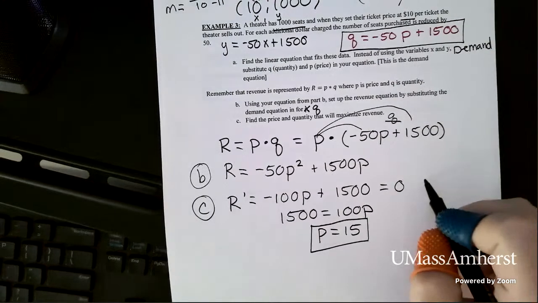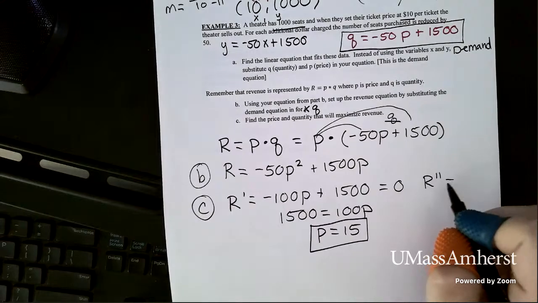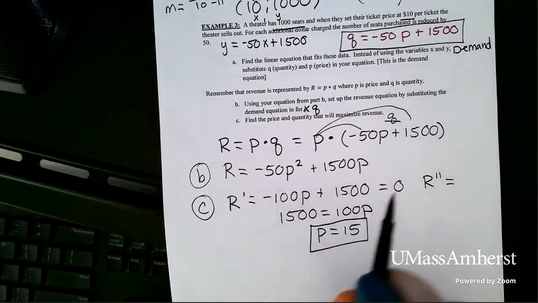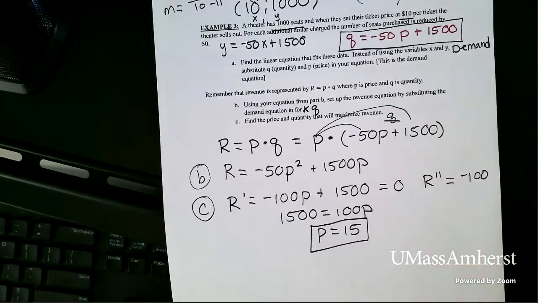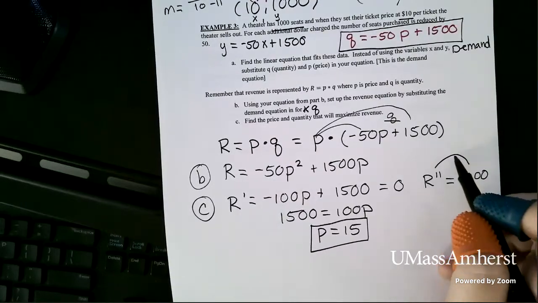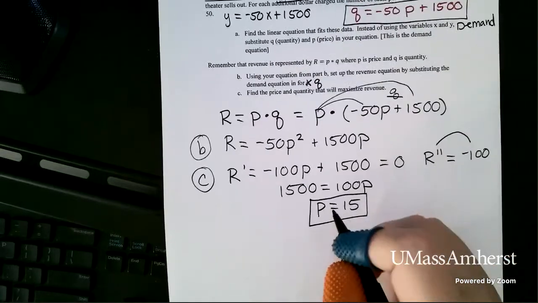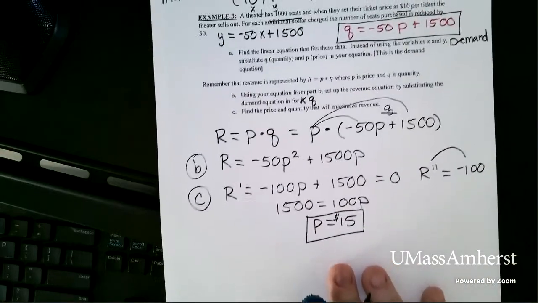Now, I want to make sure that it's a maximum. I don't want to accidentally minimize my function. So if I look at the second derivative here, I get negative 100. Remember, if the second derivative is negative, the original function is concave down, so it is a max. Okay, so a price of $15 will maximize my revenue.